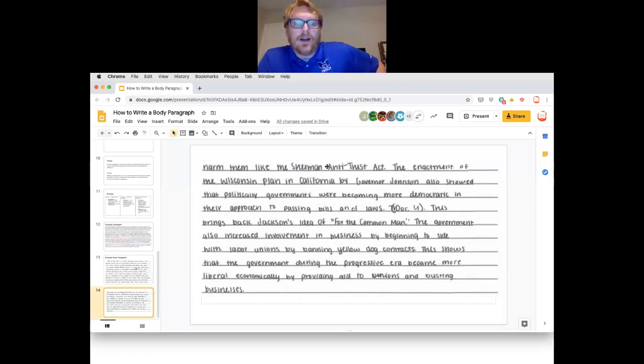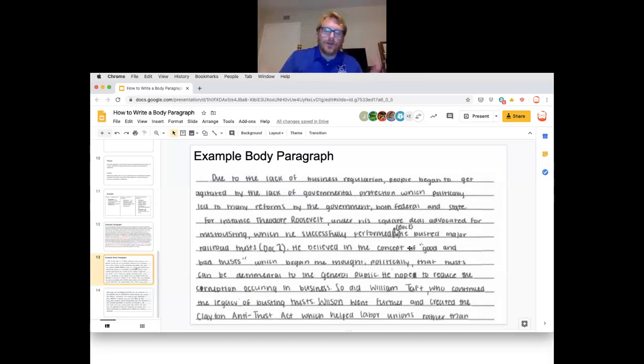But they have a lot of outside evidence, especially right here. You can see that kind of use of outside evidence right here. The government also increased involvement in business by beginning to side with labor unions by banning yellow dog contracts. All right, that's a good piece of outside evidence. And overall, they're showing this kind of success on the part of the progressives to regulate business. All right, so those are the examples I have.